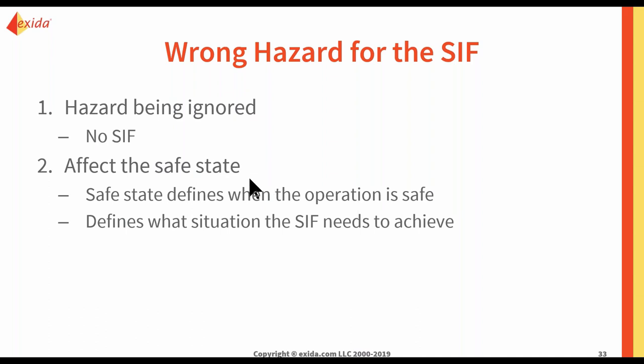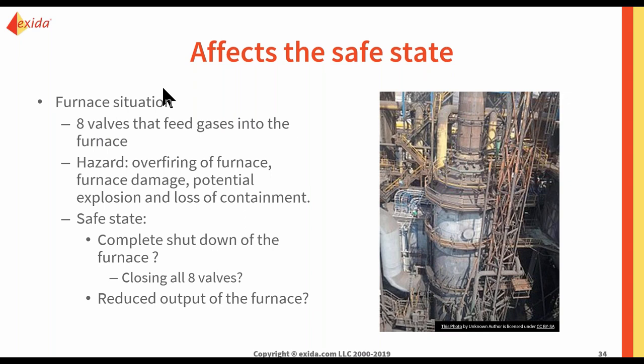Let's look at a very brief example. Consider a furnace situation, where there are 8 different valves that feed gases into the furnace. Within the HAZOP, it is said that the consequence would be an overfiring of the furnace, and there might be furnace damage, and ultimately a potential explosion and also loss of containment. So then the safe state is a little bit ambiguous. Do we need to completely shut down the furnace?